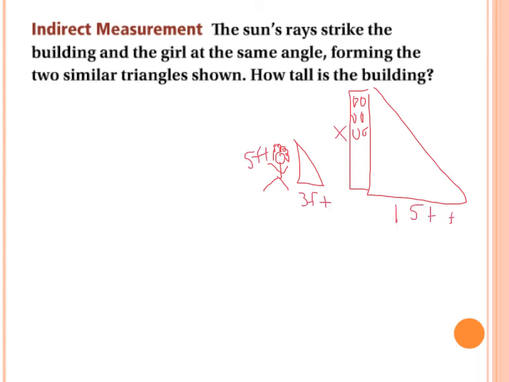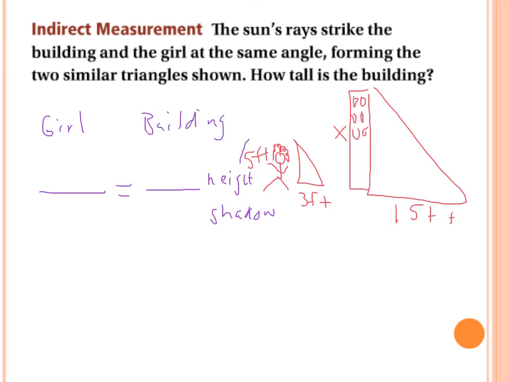So now that I have my drawing done, I want to set up my proportion. When you set up your proportion, I'm going to have a division bar, equal, division bar. On the top of both fractions, I'm going to put height. On the bottom, I'm going to put shadow. So now I know this fraction is going to be labeled as my girl, and this is going to be my building. So I have to know where to put my numbers.